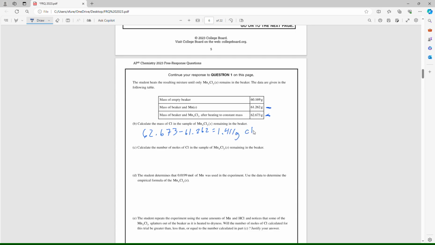Calculate the number of moles in the sample. So we just have to go from grams to moles. So 1.411 grams chlorine times the reciprocal of the molar mass of chlorine, which is 35.45 grams per mole.